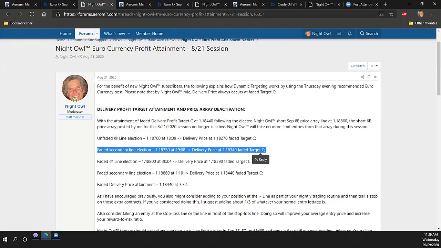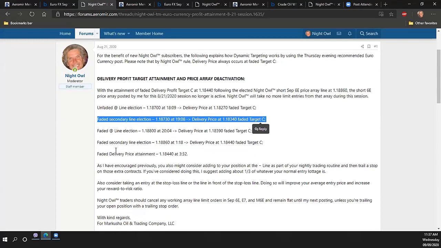Again, that's not Night Owl, that's just Mark Ansel, because I like to give a trade as much breathing room as I can. And ultimately, we got to the 1844, which was the target C delivery, and Night Owl was done. By the way, that's the meaning of delivery. Delivery simply means the market has delivered to Night Owl what Night Owl expected it would do. It got to a target C.